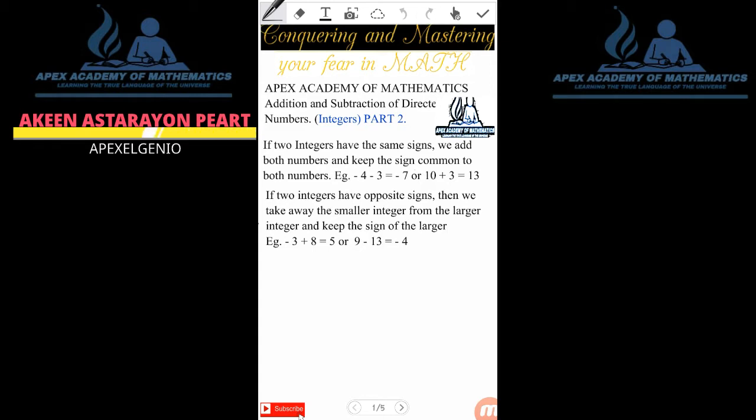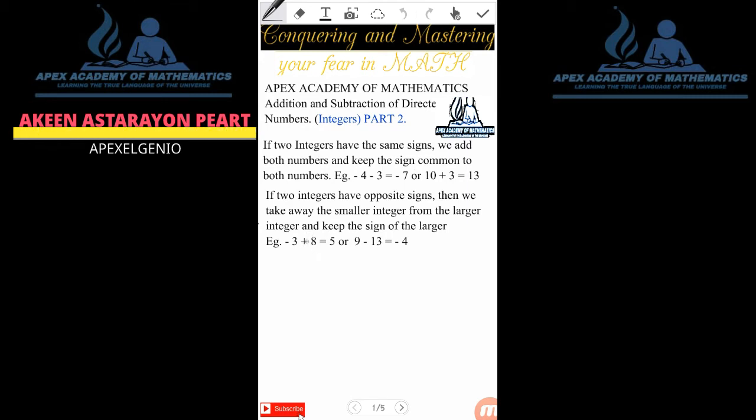Now the second rule is for when integers have opposite signs. If two integers have opposite signs, then we take away the smaller integer from the larger integer and we keep the sign of the larger integer. Here's an example like what we went through the last time. Here we have a larger integer, which is 8, with a plus sign in front of it, and we have the number 3, which has a negative sign. So we take the smaller one, 3, and take that away from 8. If you take 3 away from 8, you get 5.